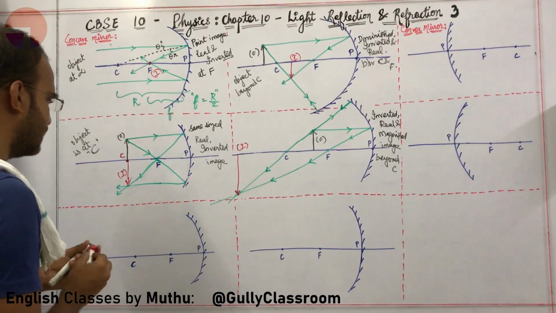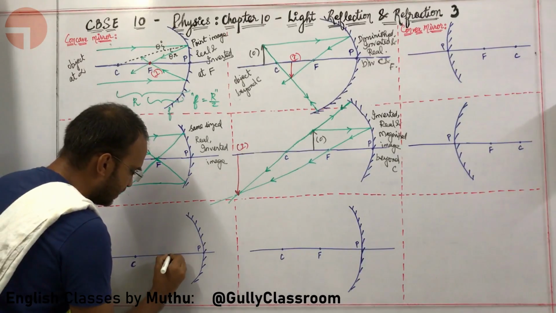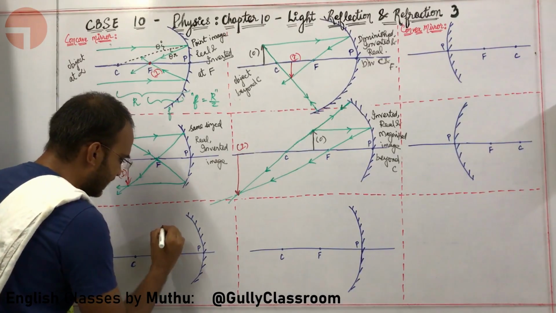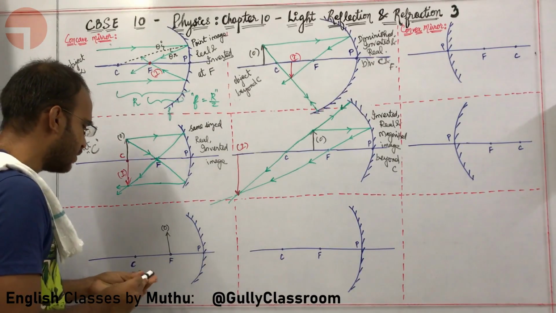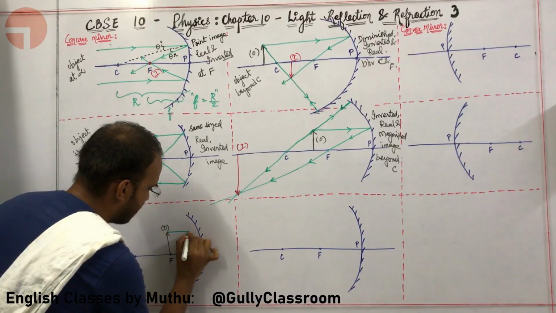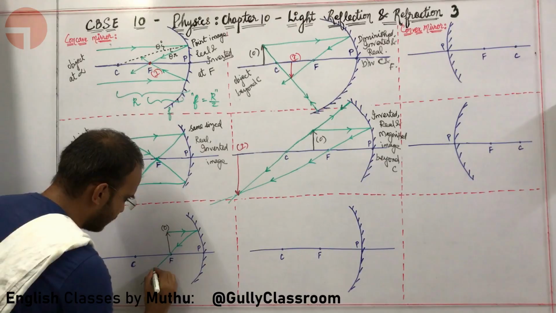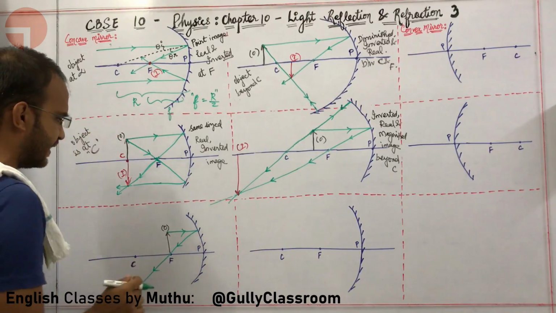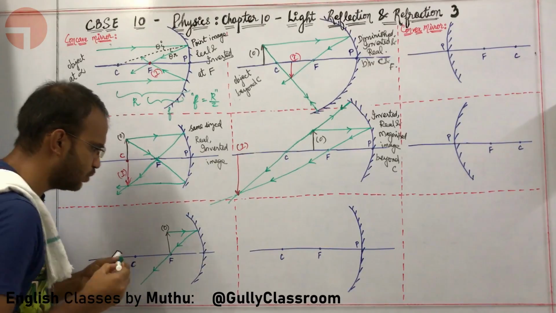What is the next one? The next one is, I am going to put an object right at F. Okay, sir. Now what is going to happen? Obviously, let me put a light ray that is parallel to the principal axis. It will pass through F. What next, sir? Let me put P over here.